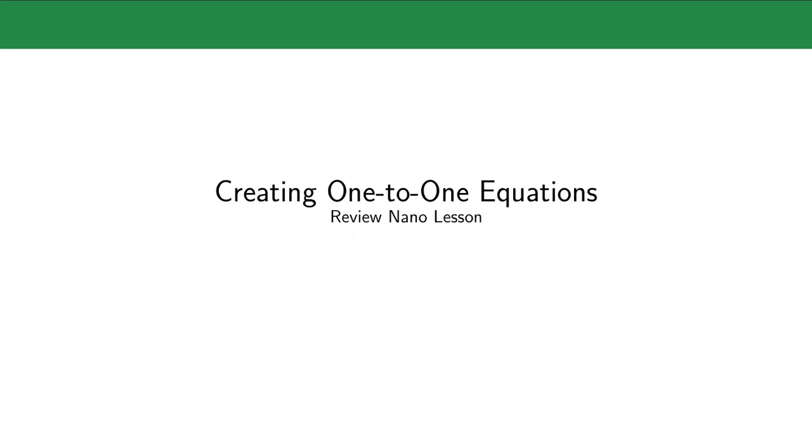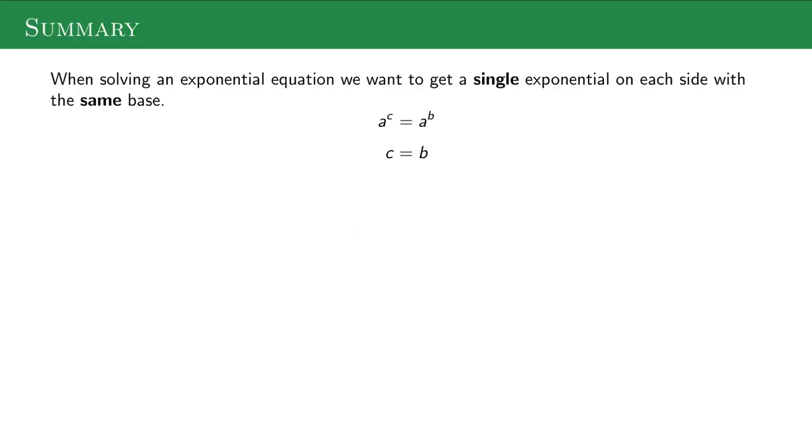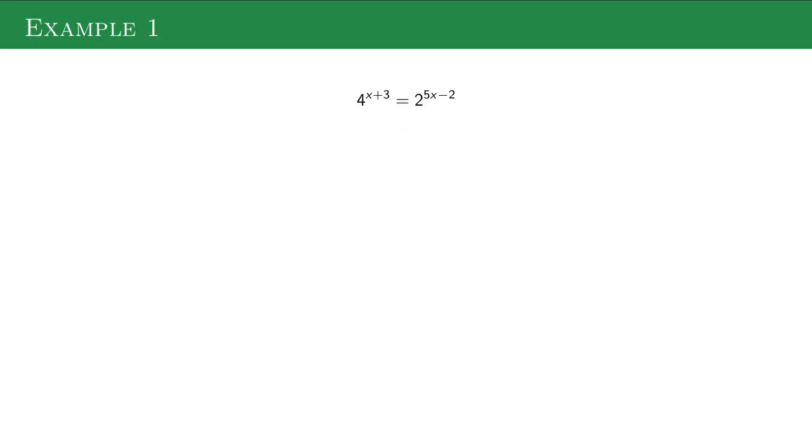In this video, we're going to talk about creating one-to-one equations to solve. All right, so we already know we can solve exponential equations when there's a single exponential on both sides, so there's one exponential, and they have the same base. So this process of eliminating the exponents only works when there's only one on each side and it's the same base. So right here, this is a problem.